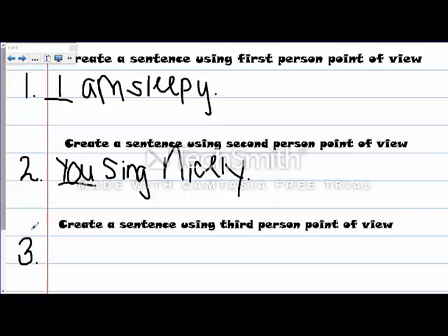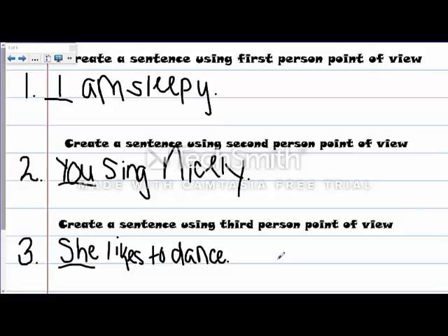And last but not least, Camden. Can you please come up here? Now I want you to create a sentence using third person point of view. She likes to dance. Good job. And she is your third person pronoun. And I know these are simple sentences, guys, but you displayed to me that you know the point of view you were supposed to be speaking in. And it makes me feel a whole lot better because I know you guys are going to go home, write your narrative essay using the correct point of view. Very good.